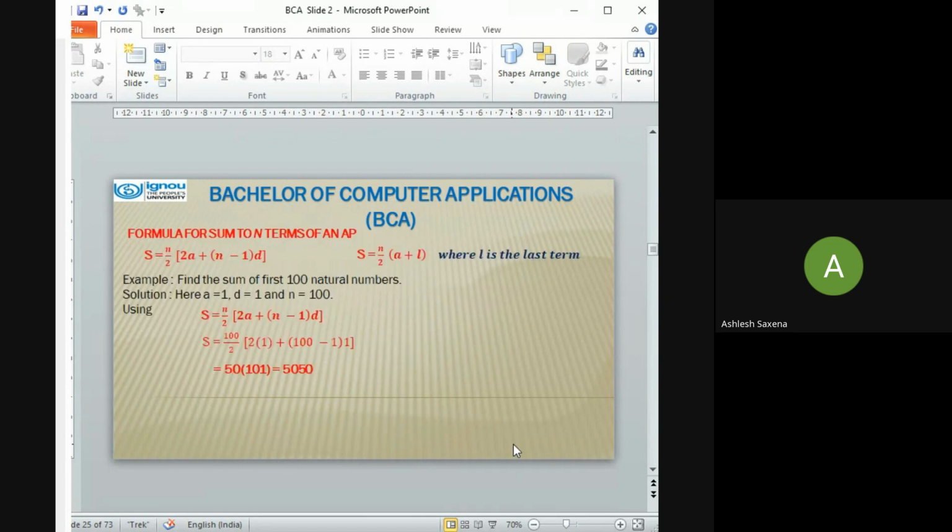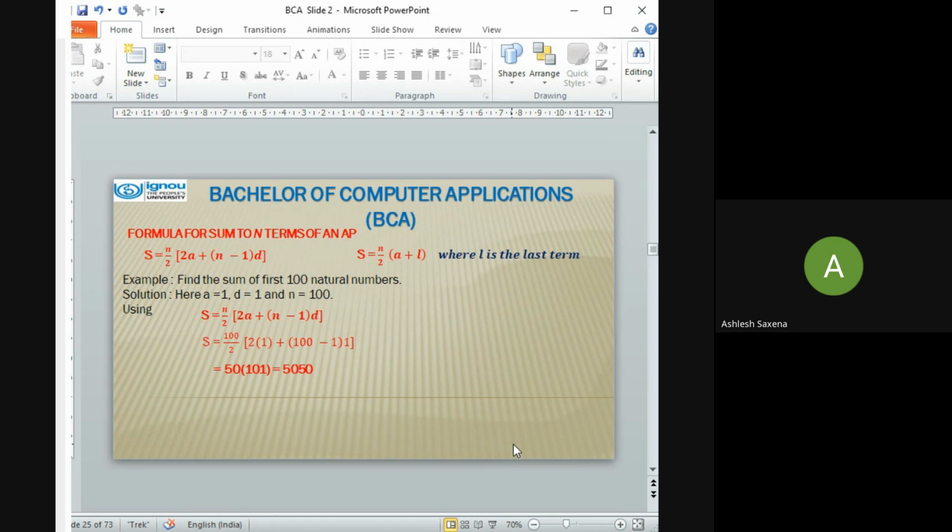Now we will move to another formula. There are two formulas for the sum of n terms of an AP. The first formula is S equal to n by 2 into 2a plus n minus 1 into d, where n, a and d will be provided to you. A is the first term, d is the common difference.